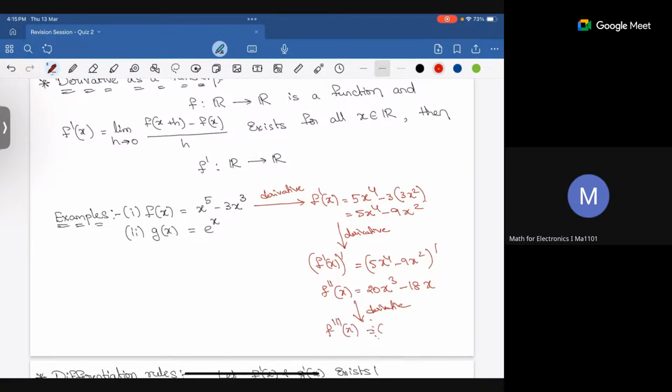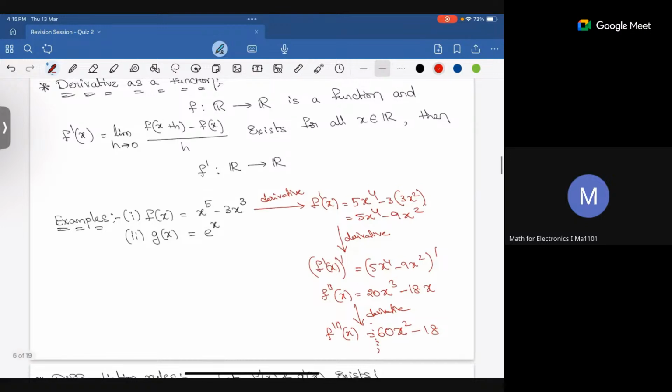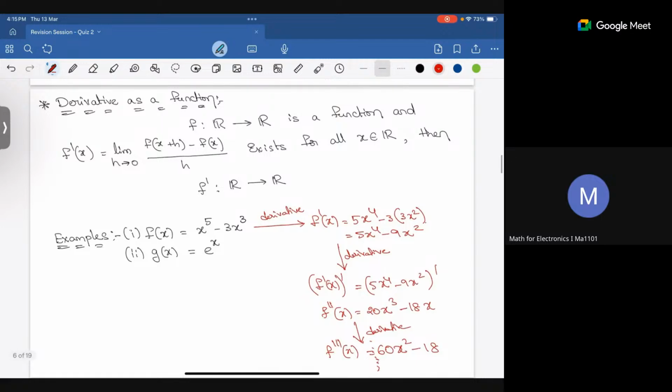When I take one more derivative, it will just become 60x² minus 18. Right? I can take one more derivative and one more derivative like this. So that is looking at derivatives as a function. Each time you take a derivative, it will just give us a new function, right?